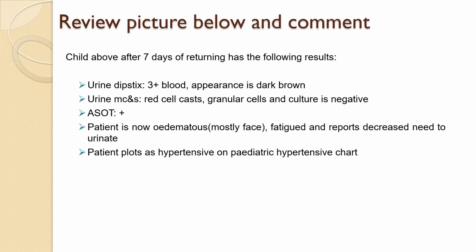So I want to just review now. This patient comes back after 7 days, and now this patient's got a urine dipstick of 3+ blood. The appearance of the urine is very dark. The urine MCNS that you did on the patient comes back: there's red cell casts, granular cells, and culture is negative. They have positive anti-streptococcal O titers. And then the patient is now edematous, mostly on the face, with fatigue, and reports a decreased need to urinate. The patient also plots as hypertensive on the pediatric hypertensive chart. So what is your diagnosis of this patient currently?